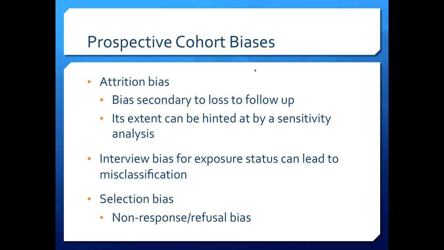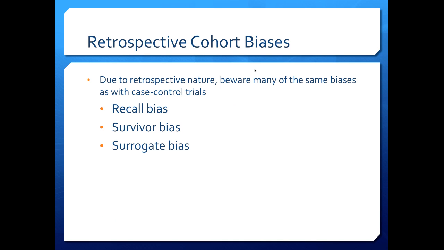The most likely biases for cohort studies depend on the temporality. Prospective cohorts are most likely to suffer from attrition, interview, and selection bias, secondary to non-response or refusal to participate. Retrospective cohorts, on the other hand, may have some of the same biases as case control studies. If researchers are not blinded to the outcome status of patients, there may be a type of recall bias where researchers look harder for exposure in those with disease than in those without. You can also still get survivor and surrogate biases in this type of study as well.